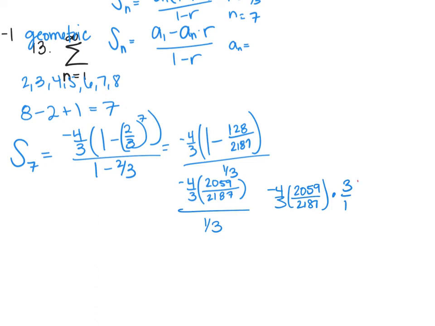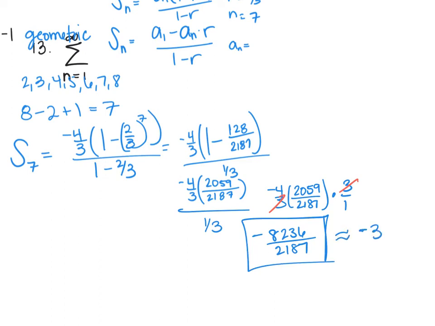And now my fractions can cancel. So now I just need to multiply the numerator by 4. And I'm going to get negative 8236 over 2187. That's my exact answer. And when I put that into the calculator, that's approximately negative 3.766.